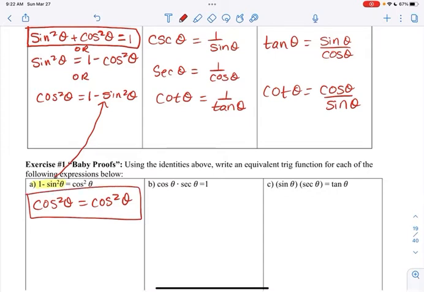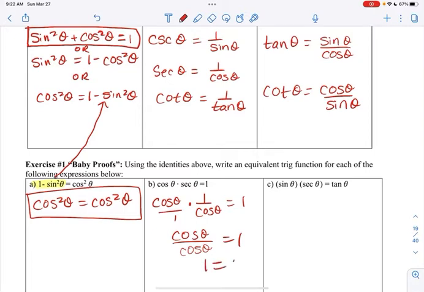Cosecant of theta times secant of theta equals 1. So I'm just proving these. Well, cosine is just cosine. Secant is 1 over cosine, and I'm trying to prove it equals 1. If I was to multiply this, I would get cosine theta over cosine theta, and that is just equivalent to 1, so I did it.